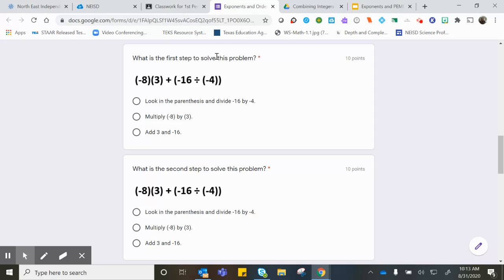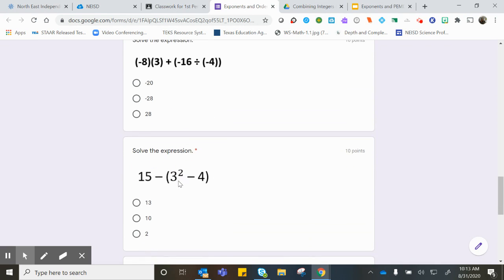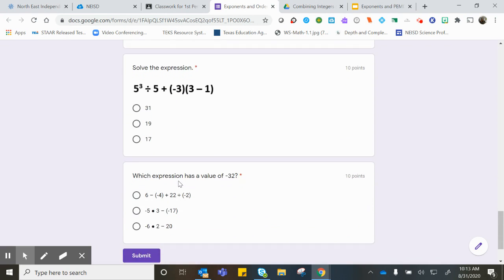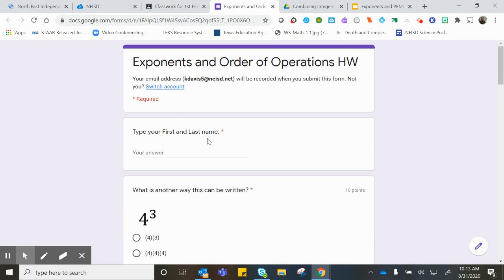Please read carefully. I'm not asking you to solve on these problems. We're asking you what are the steps to the problem. These you're being asked to solve. And this one you're trying to figure out which expression equals negative 32. So this homework assignment is due on the next day we meet, okay? Please use your notes. And if you have any questions, reach out to your teacher.